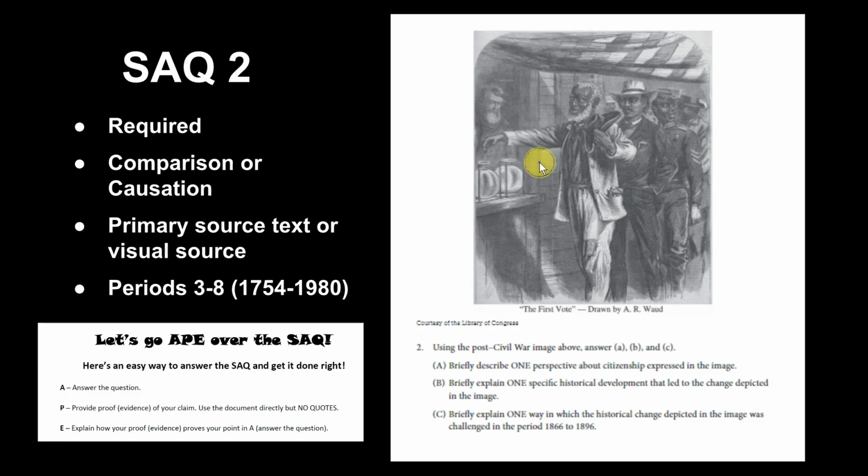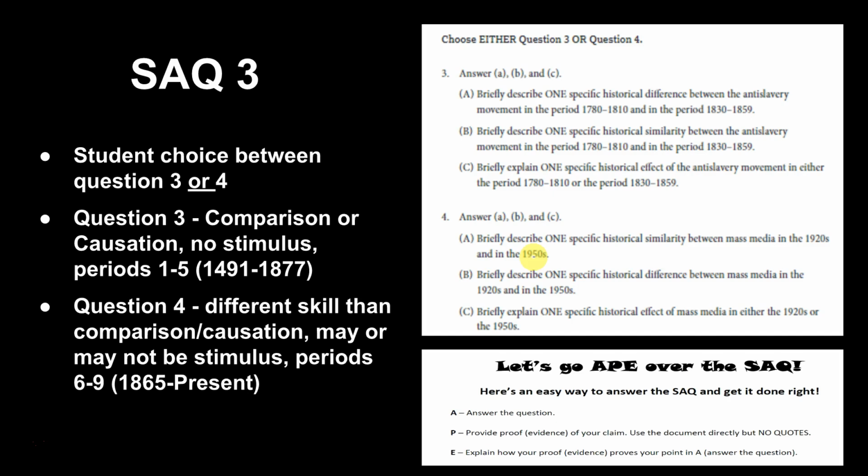And again, you've got your stimulus, you have your A, B, and C. Answer each one, A, B, and C, and then apply the APE strategy to that, and you're good. Now for SAQ3, this is where you actually have choice involved.